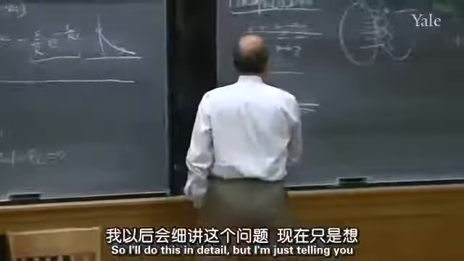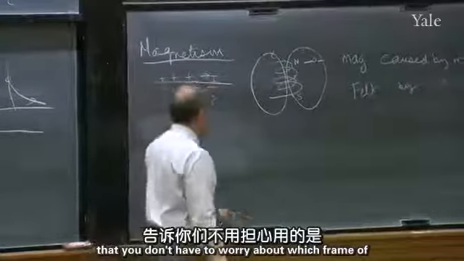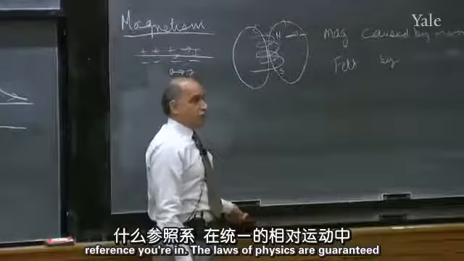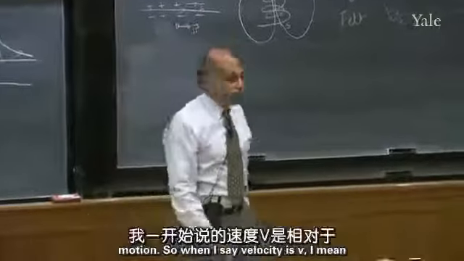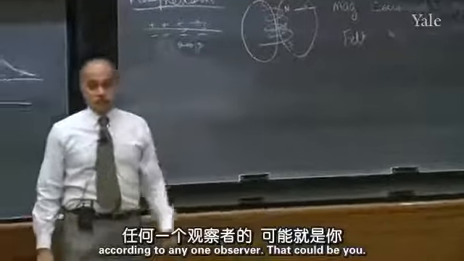Okay, so I'll do this in detail, but I'm just telling you that you don't have to worry about which frame of reference you're in. The laws of physics are guaranteed to work for all frames of reference in uniform relative motion. So when I say velocity is v, I mean according to any one observer. That could be you. Okay?